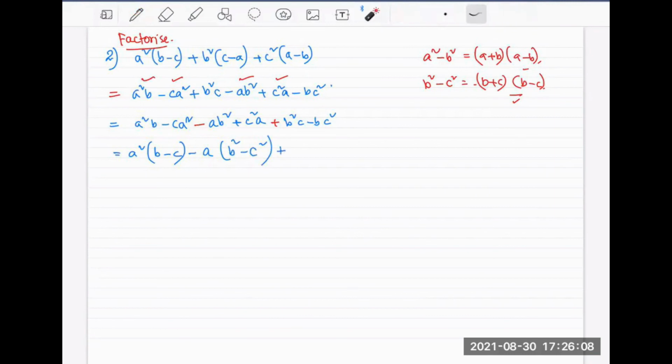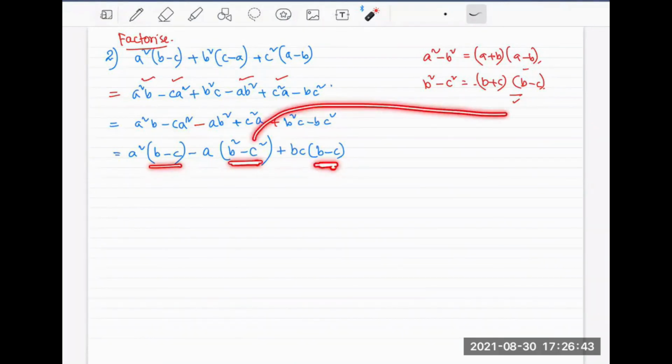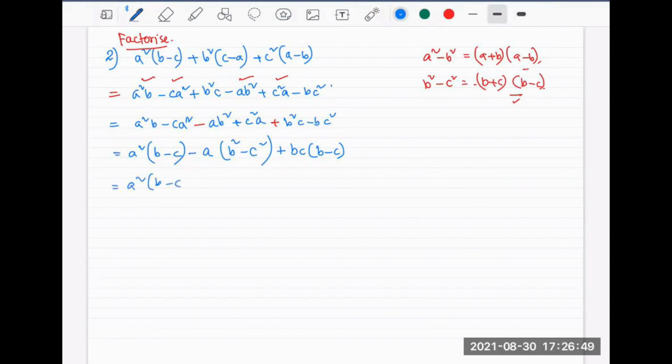Then from these two, as I have just taught you before, B square and B, only B can be taken out as common factor. C and C square, only C can be taken out as common factor. So what is remaining? B here and C here. Okay, look at the common factor that can be taken out. B minus C is visible here, B minus C is visible here. The only difference is this is B square minus C square. So you break it down like this: A square (B minus C) minus AB (B minus C) plus BC (B minus C). So B minus C is in all of them.